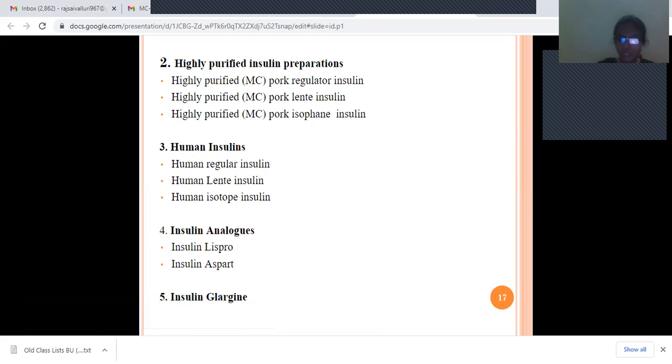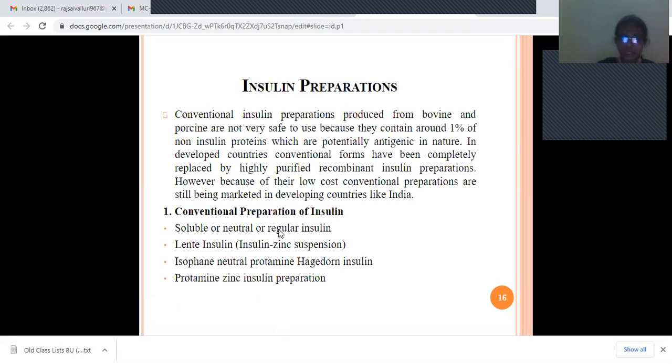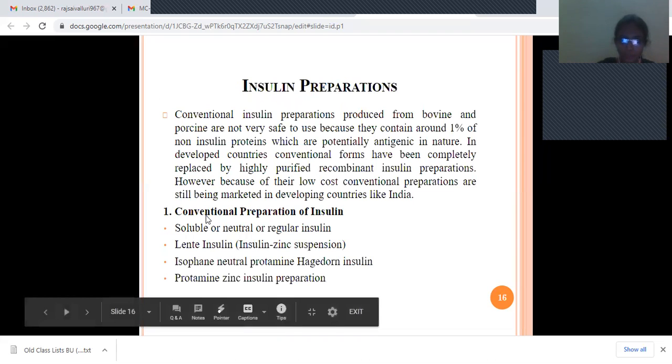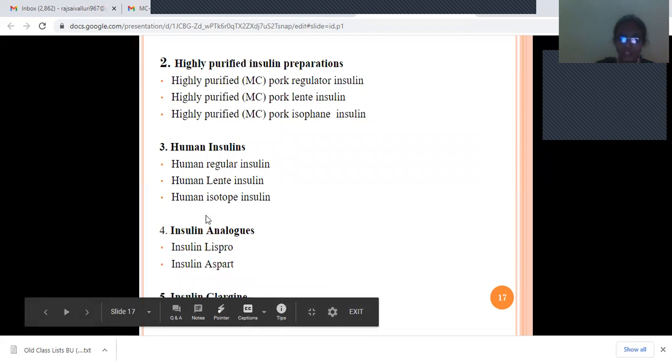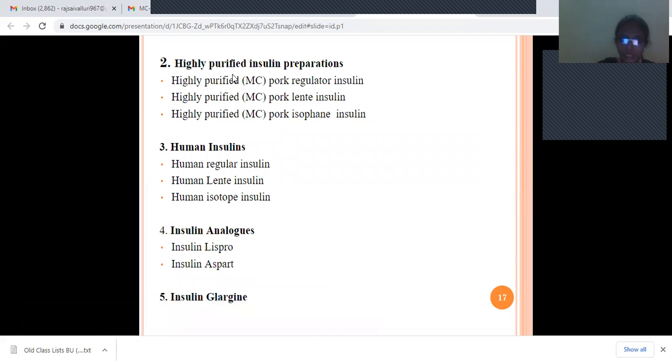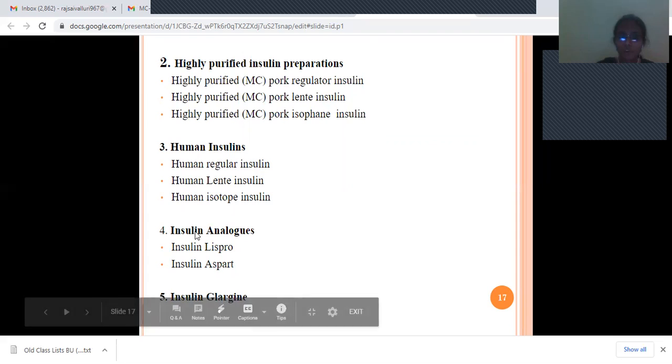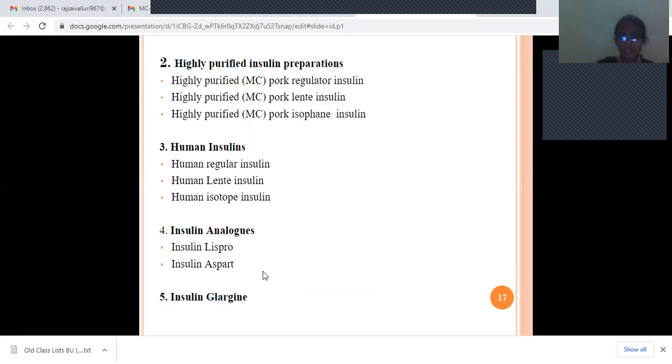These are the types of insulins. First one is conventional preparation of insulin. Next one, highly purified insulin preparation. Third one is human insulin. Fourth one is insulin analogs, and fifth one is insulin glargine. So these are the types of insulins.